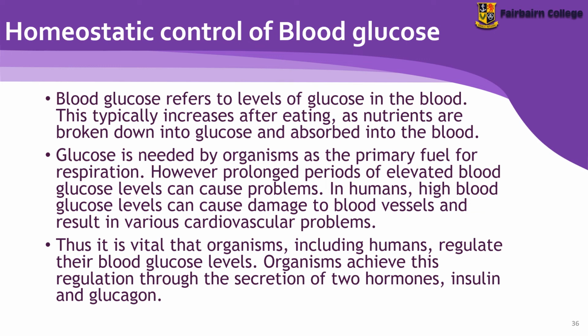So then why is it necessary that organisms maintain constant blood glucose levels? Well, firstly, we need to know what blood glucose levels are. Blood glucose levels is simply the amount of glucose in the blood. And this typically increases after we eat as the nutrients are broken down and the glucose is absorbed into the blood. But you might think to yourself, glucose is a vital nutrient that is needed by organisms for respiration. However, if the amount of glucose in the blood is elevated for too long, it can cause damage to the blood vessels, and this can then lead to further cardiovascular problems down the road. As a result, it is vital that organisms, including humans, regulate their blood glucose levels.